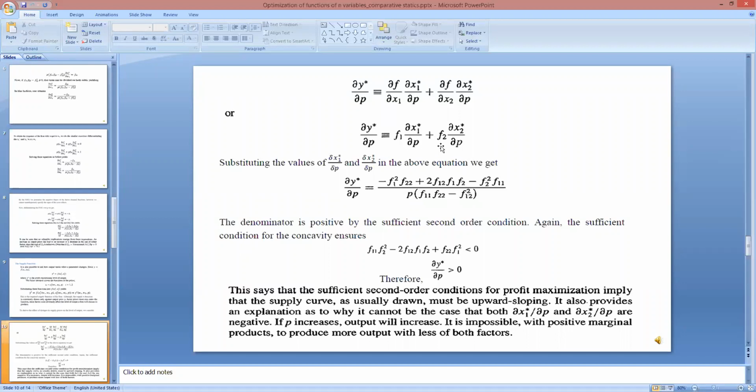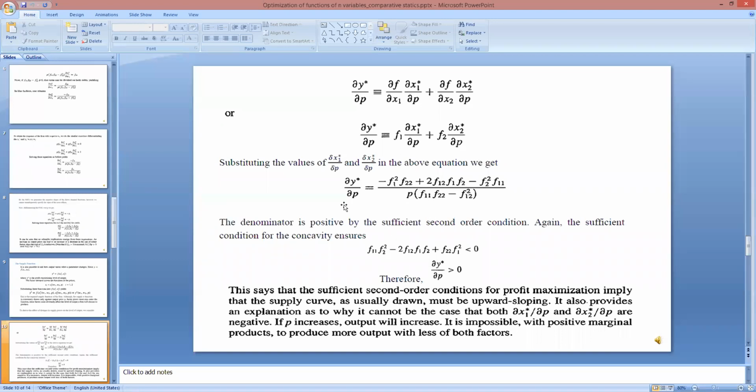And then, as a notational matter, del f by del x1 we are denoting as f1, and del f by del x2 we are denoting as f2. So del y star by del p is equivalent to f1 del x1 star by del p plus f2 del x2 star by del p.